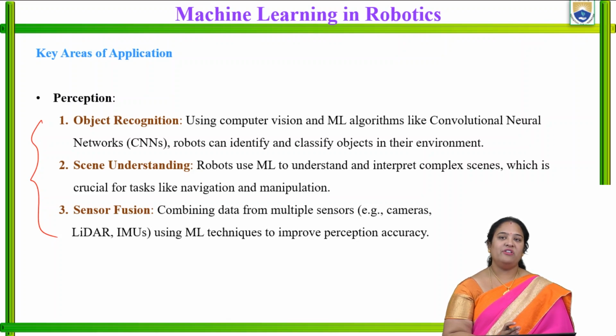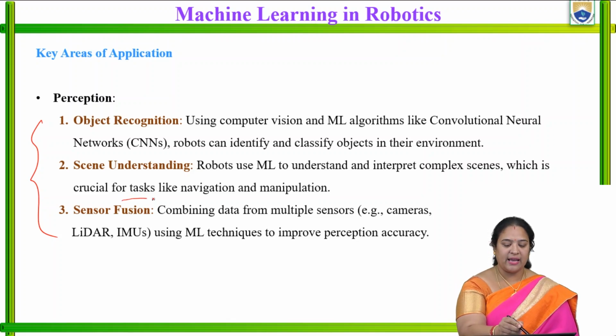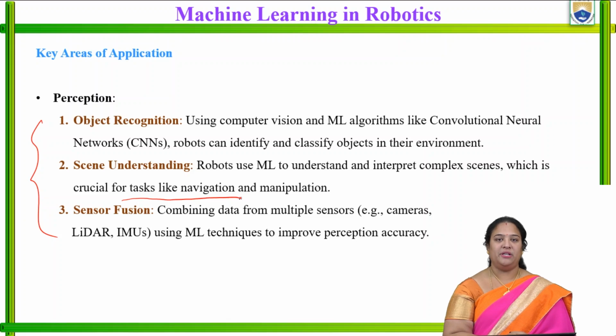So in that way, we will be writing an algorithm in terms of machine learning and imparting it to our robot. Next, scene understanding is also a complex task and plays a very important role in understanding complex scenes, which matter for crucial tasks like navigation and manipulation. When we come across navigation and manipulation problems, scene understanding is very important.